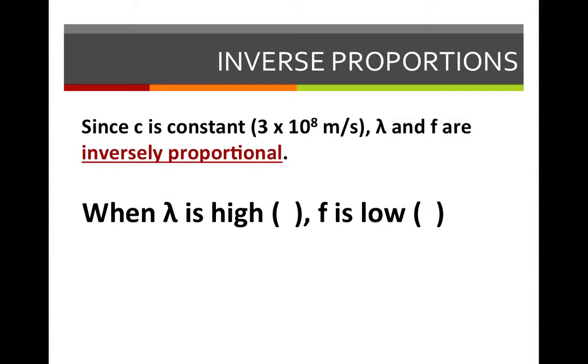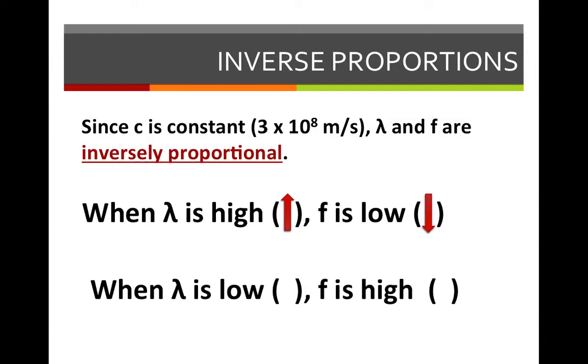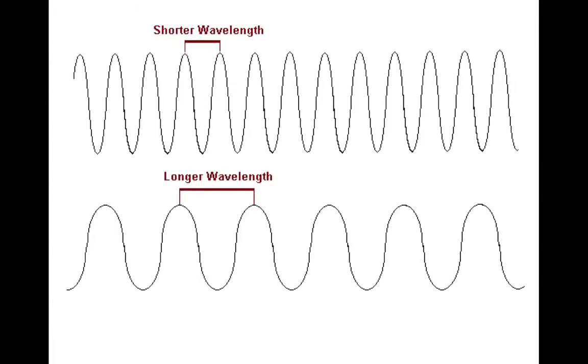So when wavelength is high, frequency is low. Okay? You see they're inverse, they're inverted. They do the opposite. Okay? And then when the wavelength is low, or when the wavelength is small, the frequency then is going to be high. Okay? So, again, write that down, and then here's an example. Draw this on the other side of your notebook. Draw the first wave, and then draw the second wave.